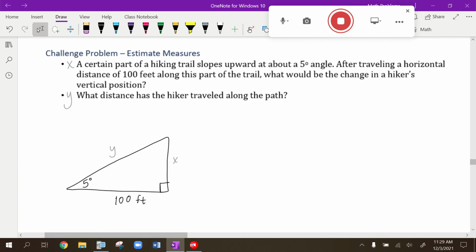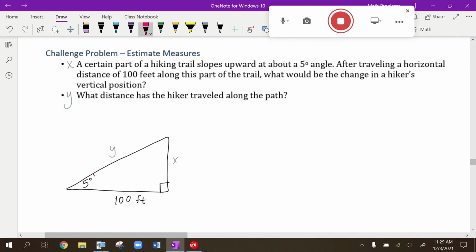Next, we're going to try a challenge problem. It says, a certain part of a hiking trail slopes upward at about a 5-degree angle. After traveling a horizontal distance of 100 feet along this part of the trail, what would be the change in the hiker's vertical position? So we're looking for x here. What distance has the hiker traveled along the path? We'd be searching for y.